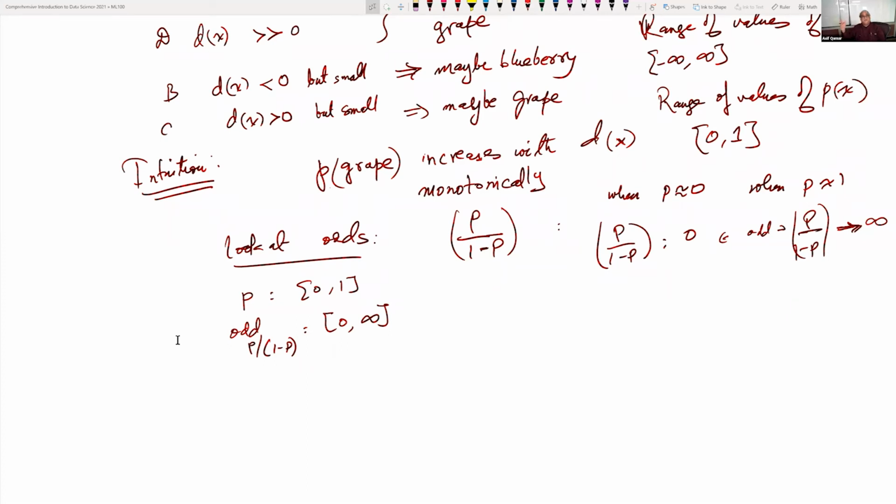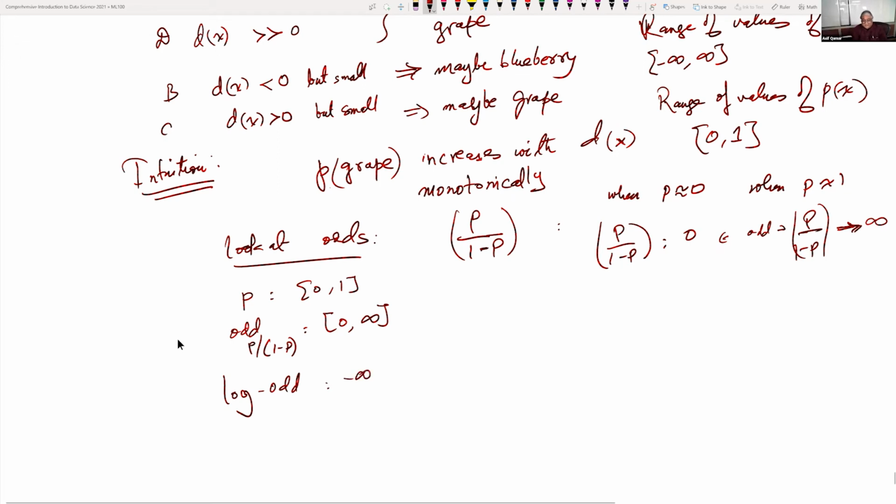And once again, the knight in shining armor that comes to the rescue is the same old log function. Right? So here comes the log function on its horse, and it says, take the log of the odds. And then what happens? What is the log of 0 or a vanishingly small number, epsilon, a very small number? What is the log of a very, very small number?